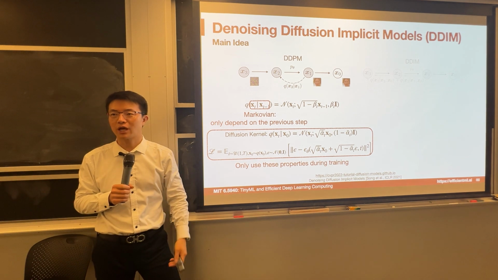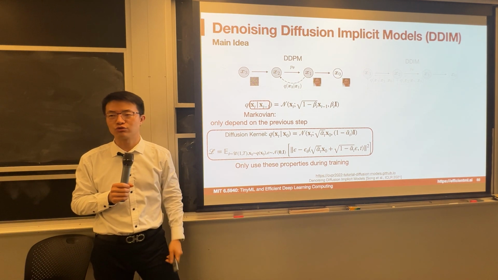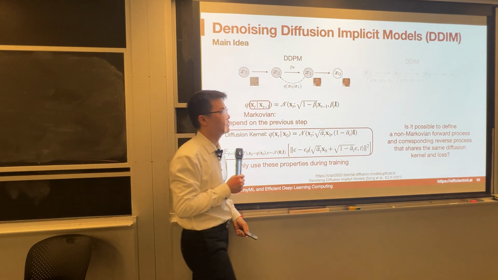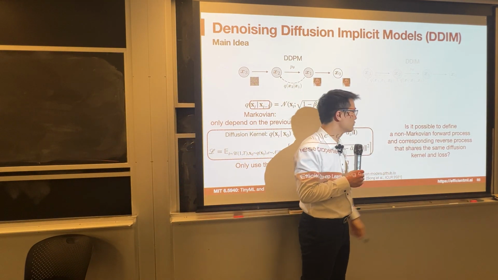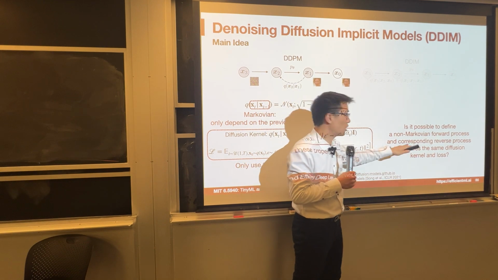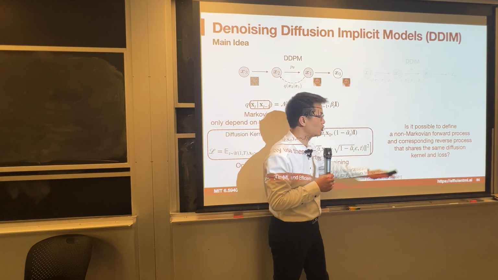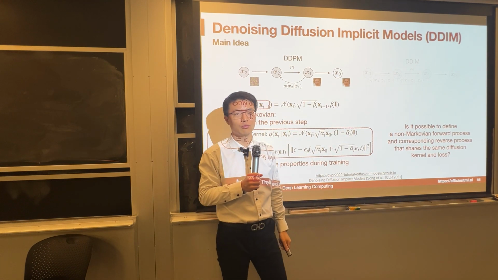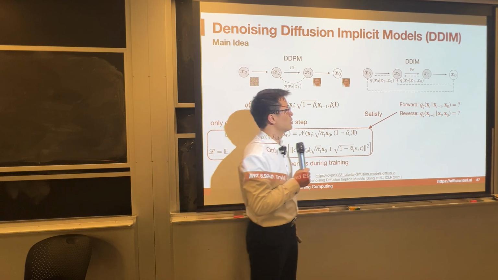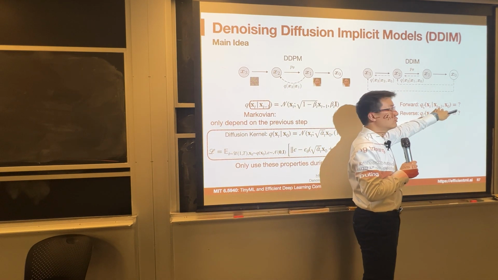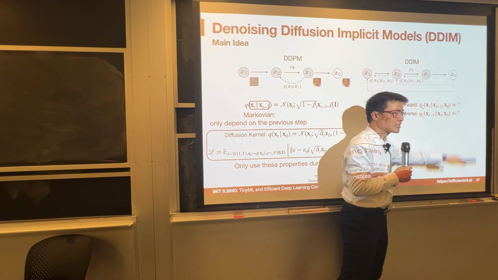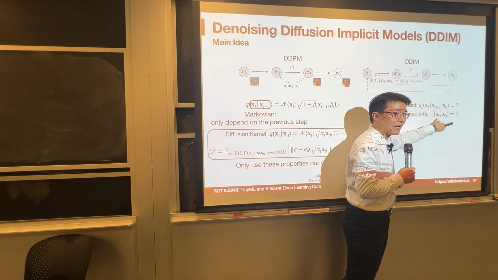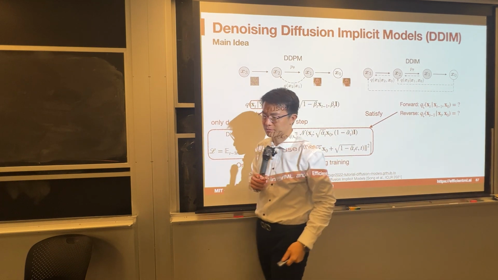To get a trained model, can we design better sampling methods to use the same pre-trained model but use fewer steps? Is it possible to define a non-Markovian forward process and corresponding reverse process but share the same diffusion kernel and loss, so that we can reuse the same model without having to retrain it? Now x_t not only depends on x_{t-1} but also x_0. In the reverse case, x_{t-1} not only depends on x_t but also x_0.